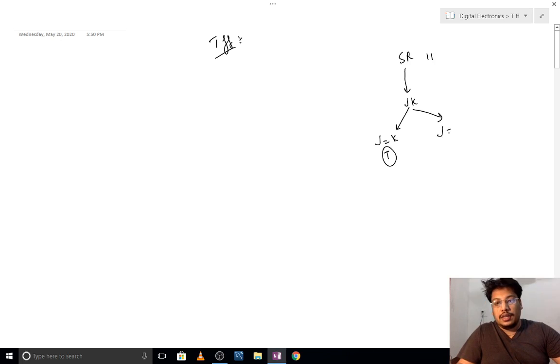If J is equal to 1 or 0, 0 or 1, and K equal to J bar, then it is called as D flip-flop.